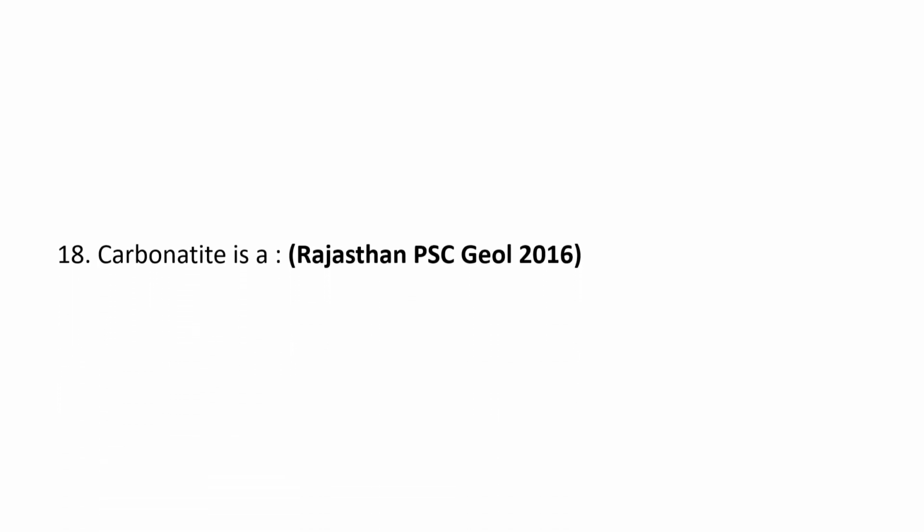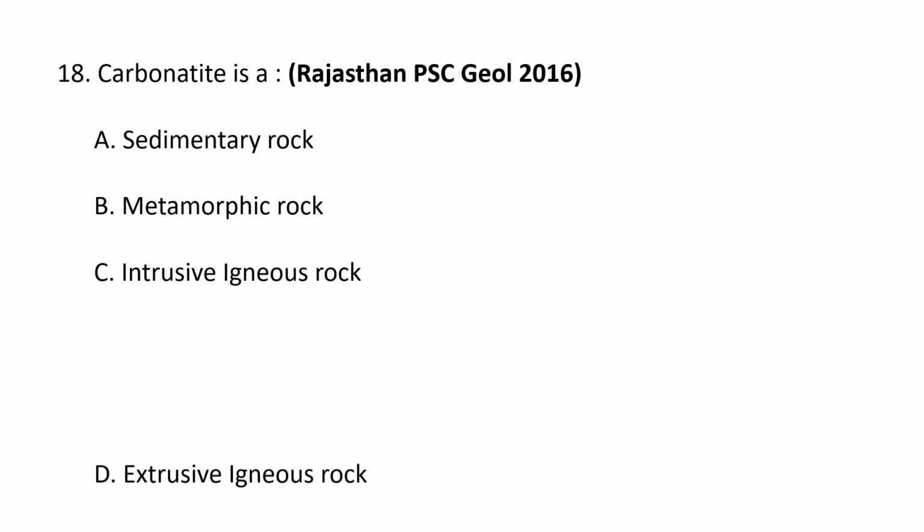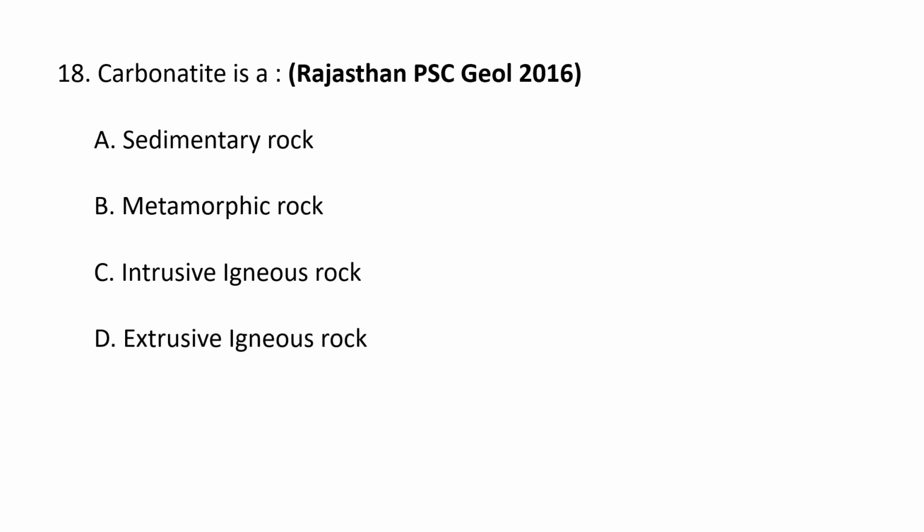Next question. Carbonatite is A. Sedimentary rock, B. Metamorphic rock, C. Intrusive igneous rock, and D. Extrusive igneous rock. So carbonatite is an intrusive igneous rock. Carbonatite is a type of intrusive igneous rock defined by mineralogical composition, consisting of greater than 50% carbonate minerals. So C is the correct option.